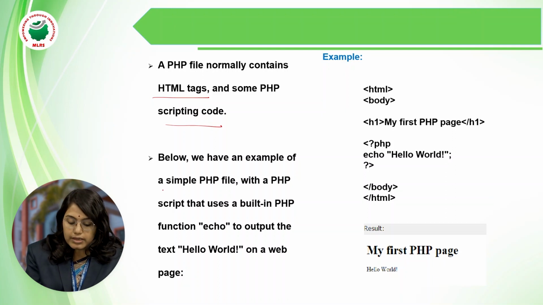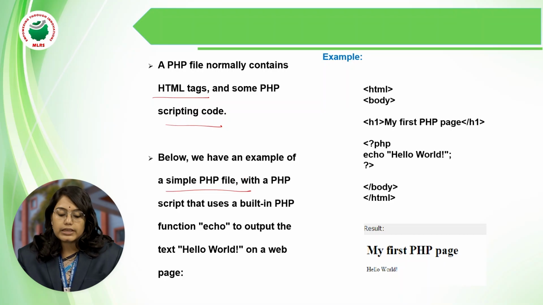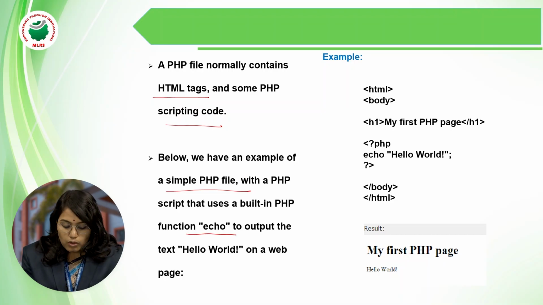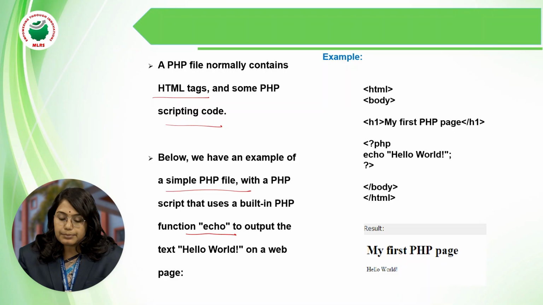Below we have an example of a simple PHP file that uses a PHP script function, echo, to output the text hello world. So here in PHP, we use echo as a printing statement. Coming to the example, first is the basic syntax of HTML code. After that, we need to open the body tag. Where we want to display the output in the web page, we use this body tag.